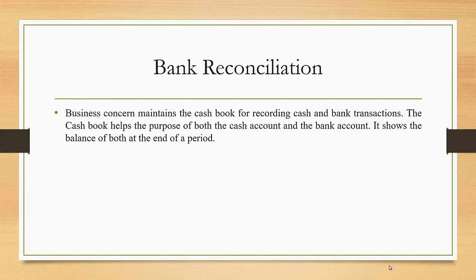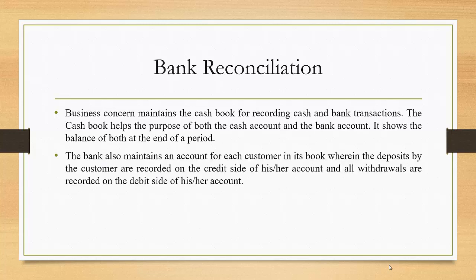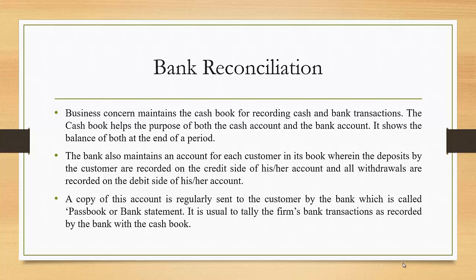As we all know, the business concern maintains the cash book for recording cash and bank transactions. The cash book serves the purpose of both the cash account and the bank account. It shows the balance of both at the end of a period. The bank also maintains an account for each customer in its book, wherein the deposits by the customer are recorded on the credit side and all withdrawals are recorded on the debit side of the customer's account.